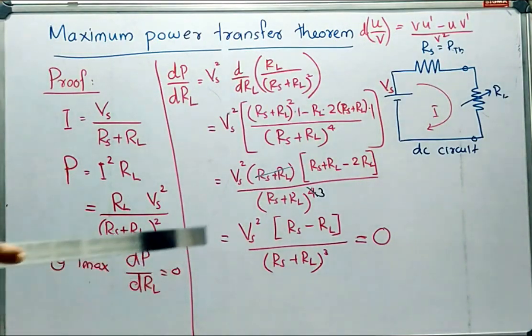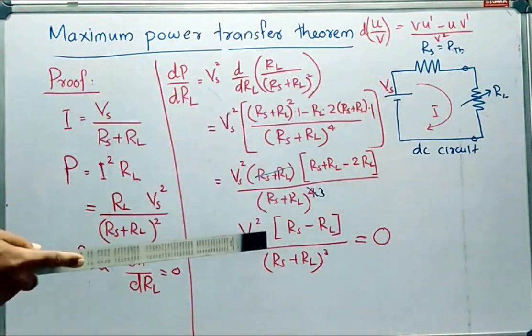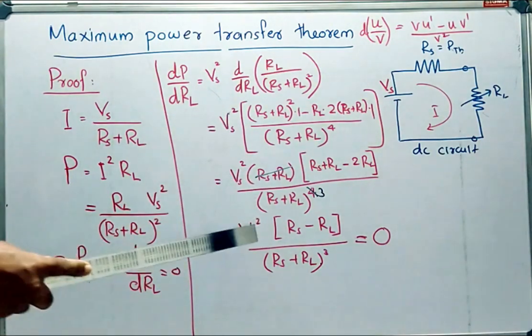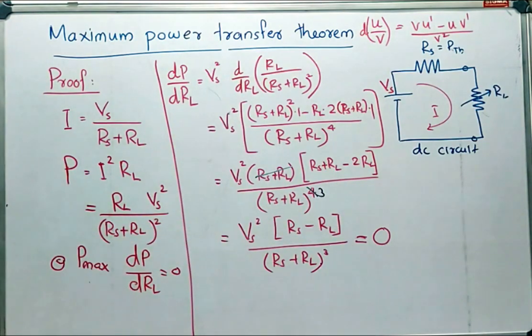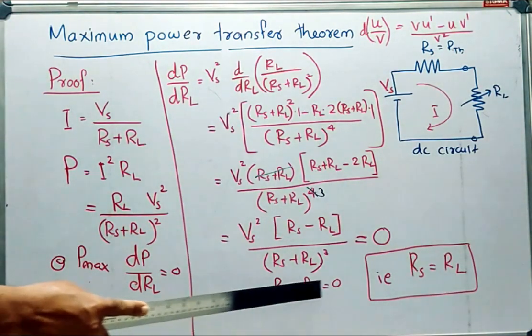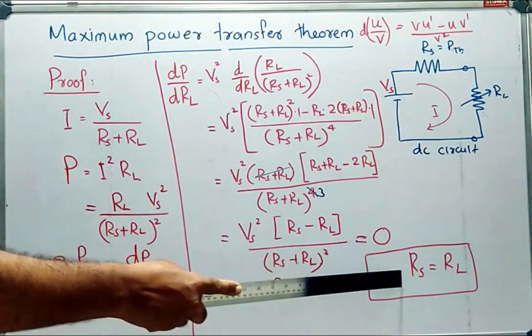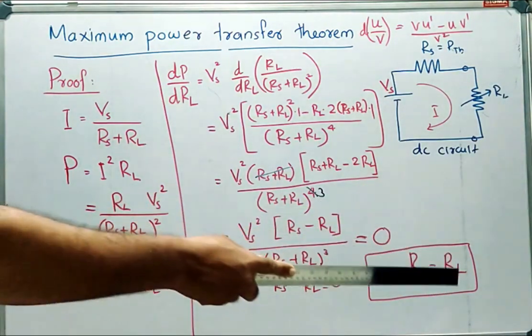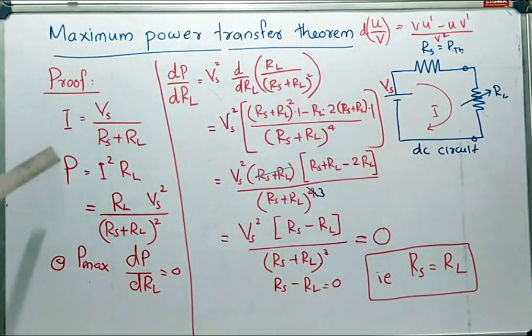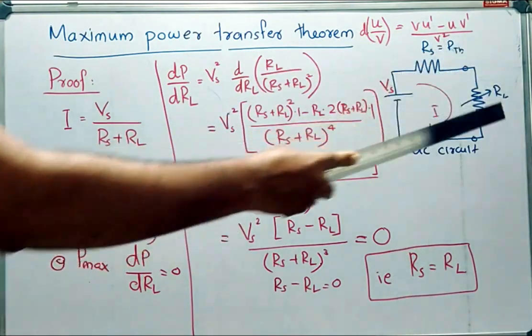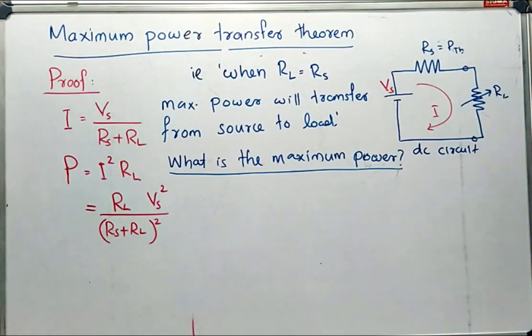We need to equate that to 0 in order to find out that condition. So after equating, as Vs is the source voltage, it never becomes 0. The only possible condition is Rs minus RL is equal to 0. As Rs minus RL is equal to 0, that means Rs is equal to RL. The load resistance is equal to source resistance. At that condition, maximum power transfers from source to load. From the derivation, it is found that when load resistance is equal to source resistance, maximum power will transfer from source to load.